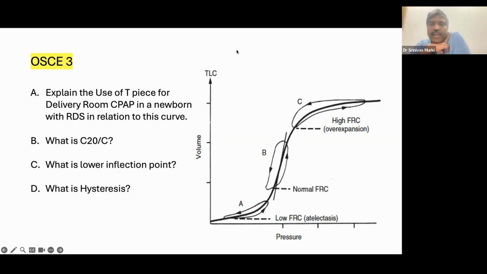Some of you have said it, but I think the ideal answer is that at birth, the lung fluid is keeping the lung at FRC. But when the lung fluid disappears, if surfactant is there, it will remain like that. But if surfactant is not there, it will collapse. So opening a collapsed lung is difficult. You need more pressure. But if the lung is already open like that, then opening and closing will become easier, as you can make out from this graph. So now what is C20 by C?